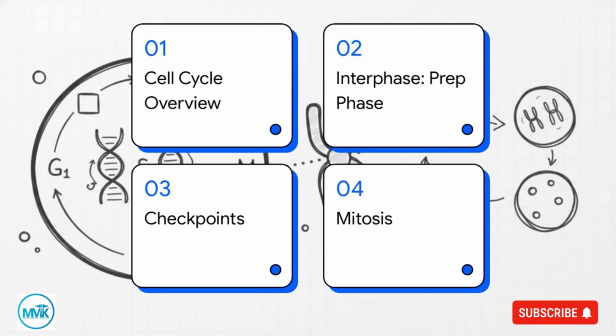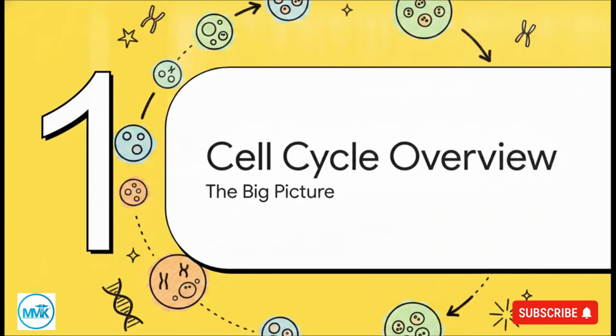Here's our study roadmap. First up, the cell cycle overview. Second, interphase, the preparation phase. Third, quality control, cell checkpoints. And finally, mitosis, executing precise division. Let's jump right into Part 1, the cell cycle overview.